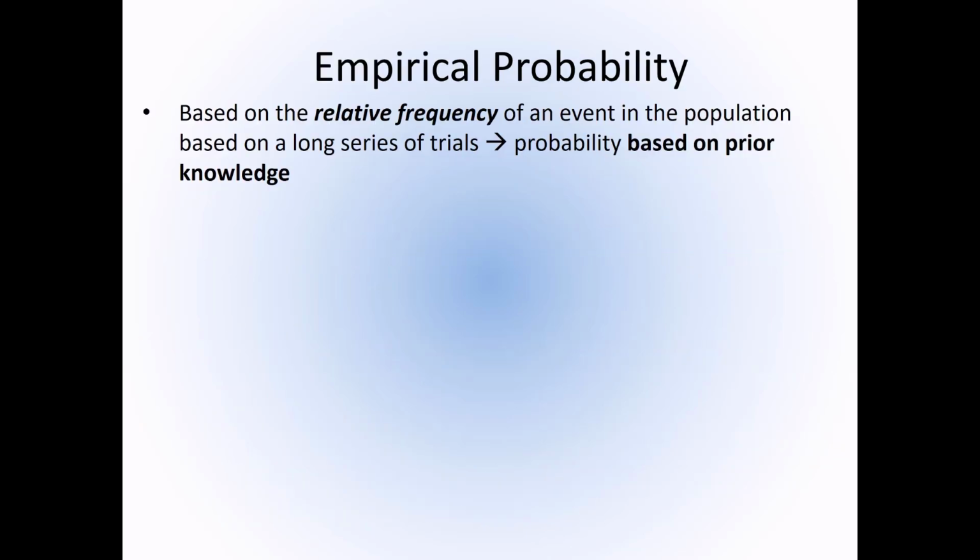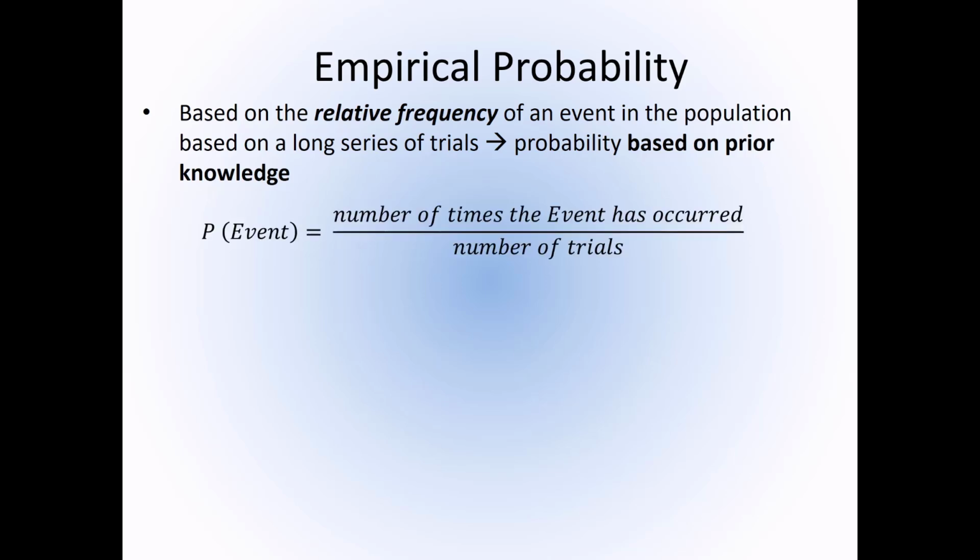Now, when we have some prior knowledge about a particular event occurring, we use empirical probability. And this is, again, the relative frequency that some type of event is going to occur, but it's going to be based on a long series of monitoring or data collection. And so in this particular case, our probability is going to be the number of times the event has occurred in the past over the number of trials or the number of data collection periods.